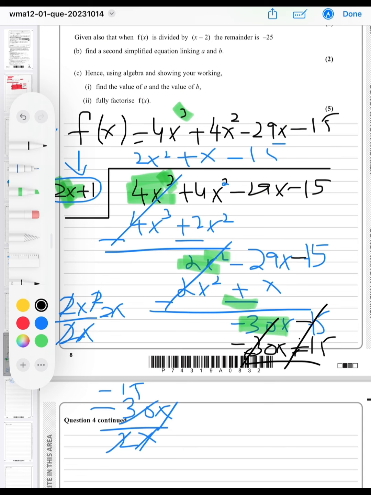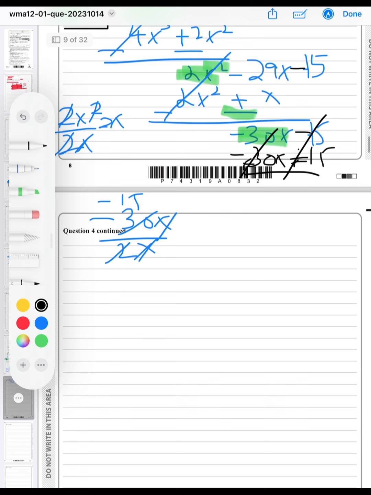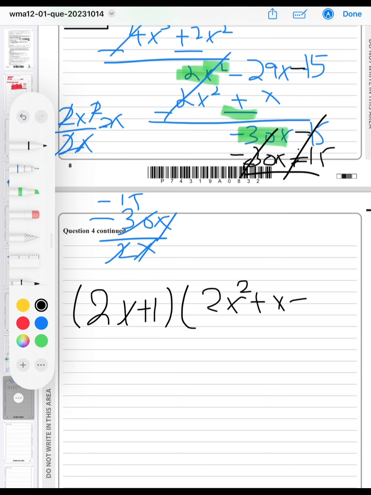So the quadratic equation which you got is, the first one is 2x plus 1. This is the simple factor. And the quadratic equation which you got is 2x square plus x minus 15. Okay, so now we need to factorize this. And how to factorize it?